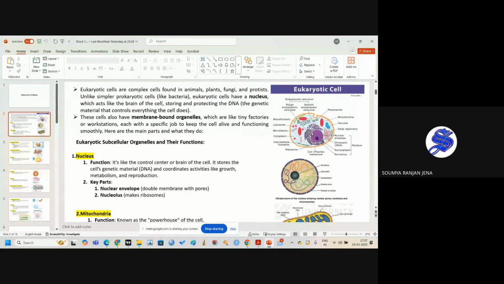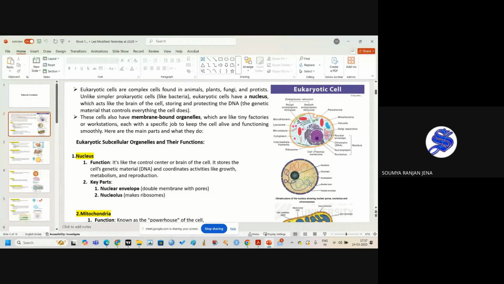If we go to the eukaryotic subcellular organelles, we find here the structure of eukaryotic cells. In a eukaryotic cell, there are different subcellular organelles like nucleus, Golgi, endoplasmic reticulum, mitochondria, vacuoles. This is the plasma membrane and microfilament, lysosome, microtubule, cytoplasm. These are called subcellular organelles. What are the functions of these subcellular organelles? Let's go to the first subcellular organelle, that is the nucleus.